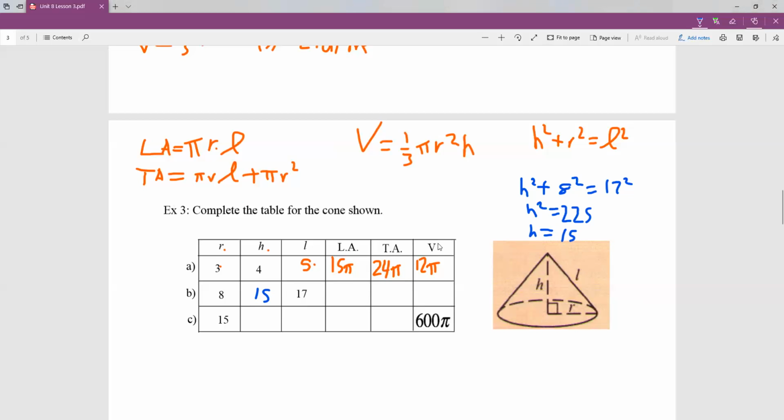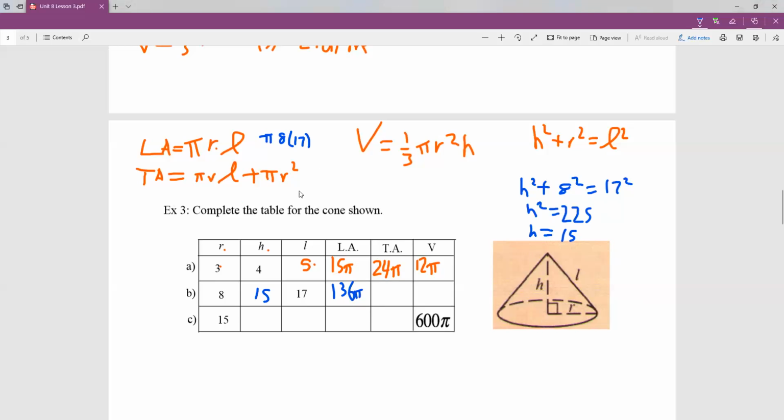All right. Now we just plug and play. To find the lateral area, we just take r and l and plug them in. So it'll be pi times 8 times 17. 8 times 17 is 136, so 136 pi.